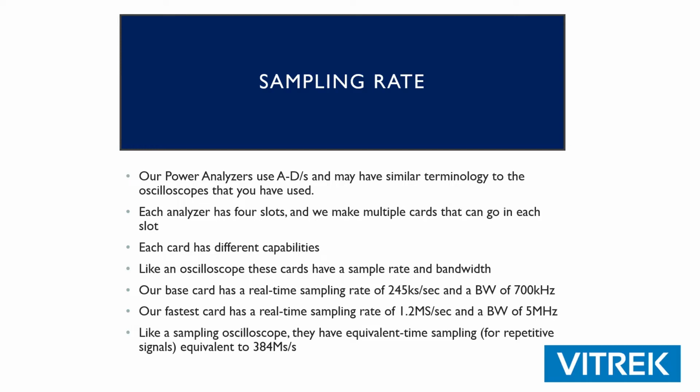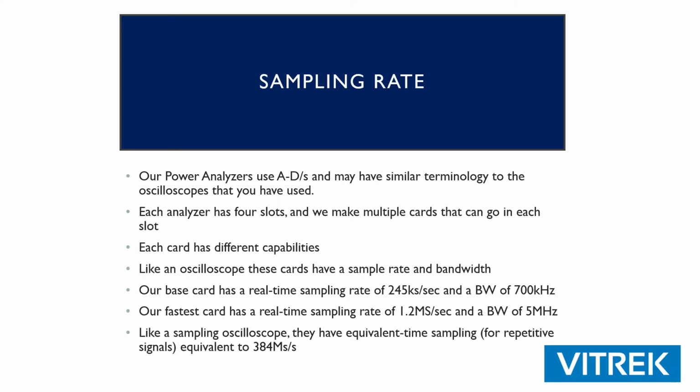Each analyzer has 4 slots. We make multiple cards that can go in each slot, but each card has different capabilities, and you need to keep that in mind so that you have the right card for the test you want to do. Every card has a different sample rate and bandwidth. The base card is 245 kilosamples a second and a bandwidth of 700 kilohertz. But we have faster cards if you need them, going up to 1.2 megasamples a second and a bandwidth of 5 megahertz.